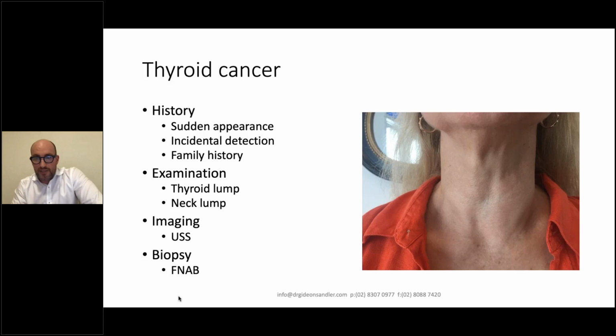Some people with thyroid cancer will present with a lateral neck lump representing metastatic thyroid cancer, and that can be defined by ultrasound. The ultrasound will give what's known as a TIRAD score, from 1 through to 5, which will help to ascertain whether or not, at least radiologically, the lump is possibly malignant, and that can be confirmed with a fine needle aspiration biopsy.